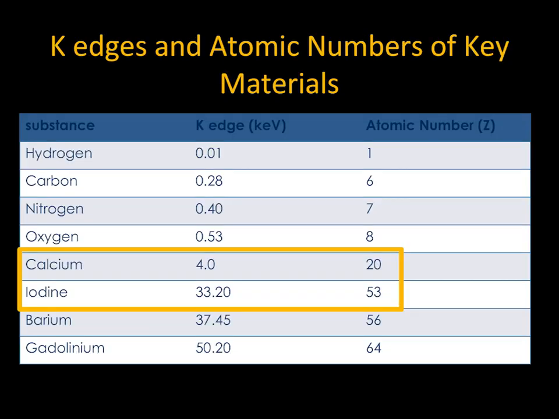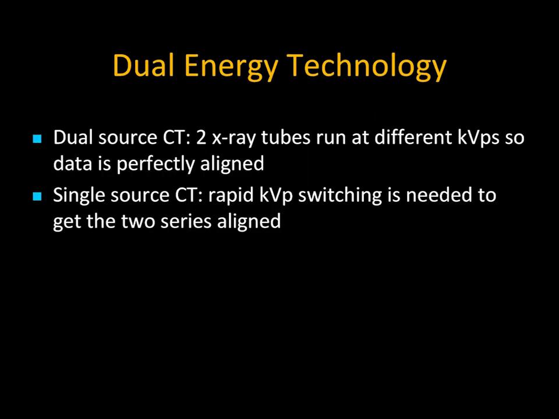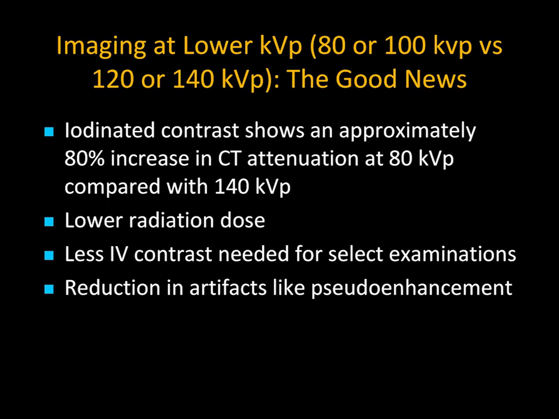And using calcium and iodine, because of their K-edge difference, which is because of their atomic number, we can separate things. You can do dual energy Siemens style with 2 X-ray tubes, or GE style with a single X-ray tube. The thing about it is, we also now are able to do higher separations, 80 and up to 150. Iodated contrast shows an approximately 80% increase in attenuation at 80 compared to 140 kVp. So you can do CTAs with less contrast and still get good vessel opacification.